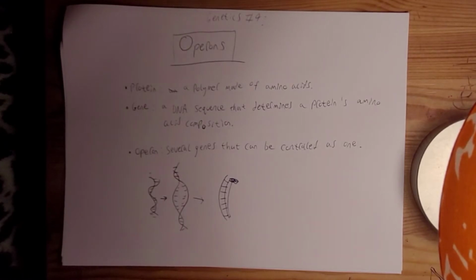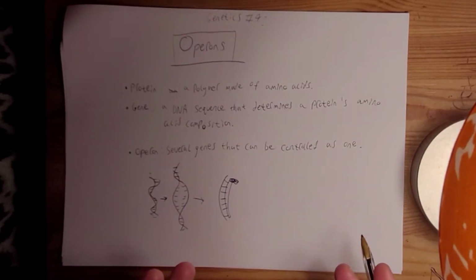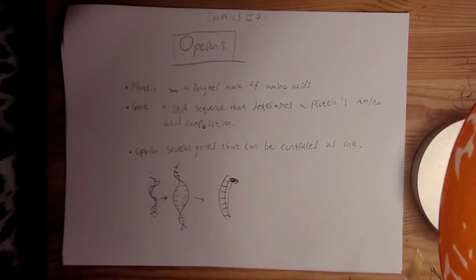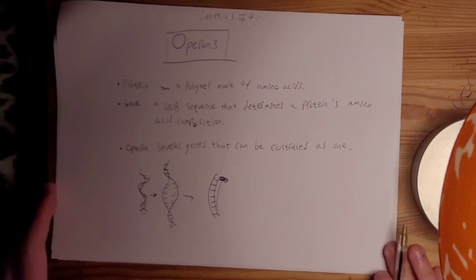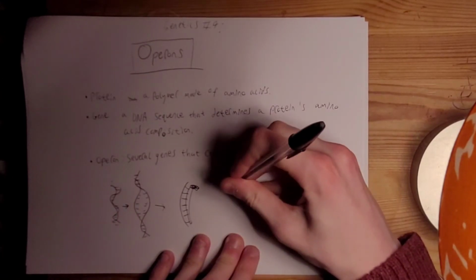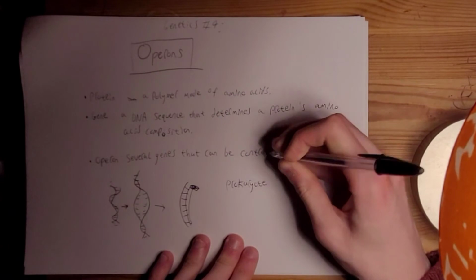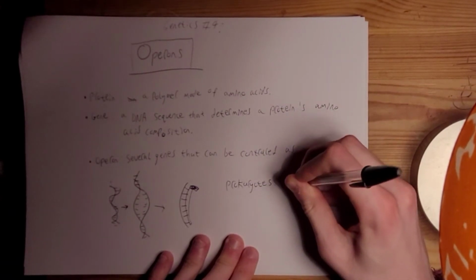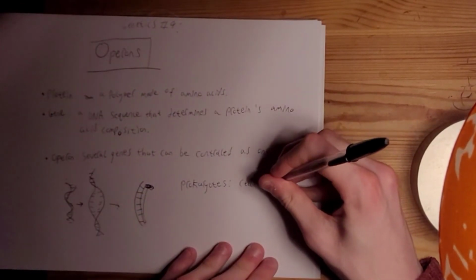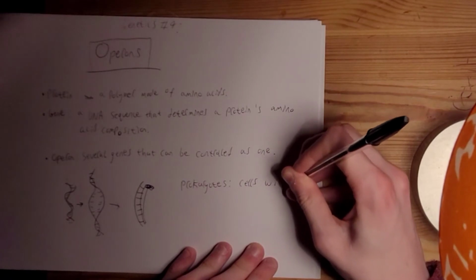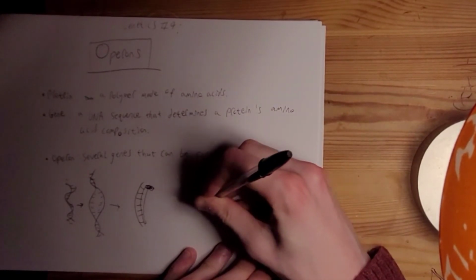Operons are a major way in which genes are organized in prokaryotes. Prokaryotes are just cells without a nucleus.